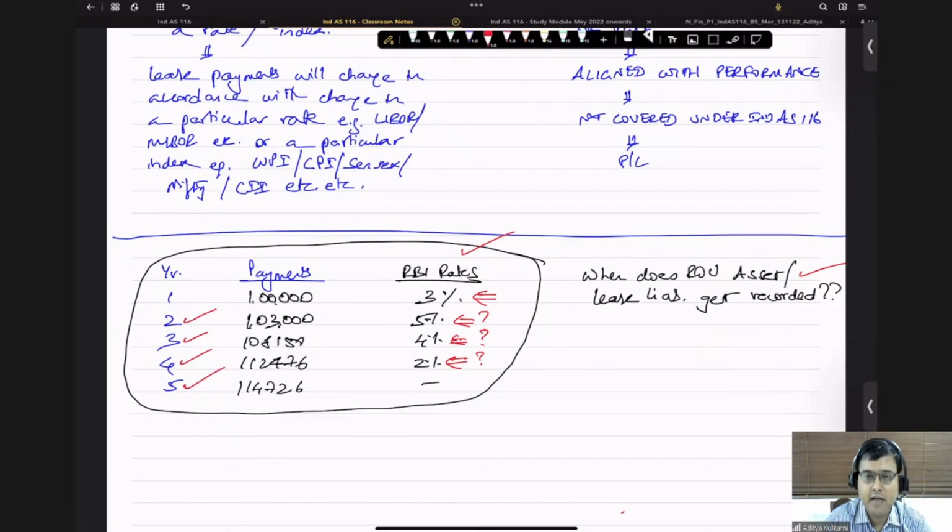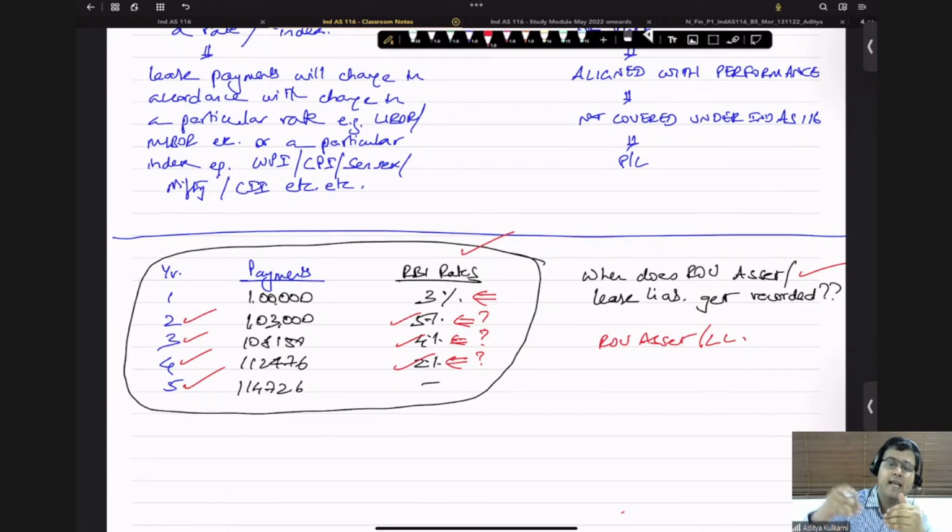The problem is I have to recognize an ROU asset and a lease liability on the commencement date. That means I should know what will be the payments in the future right on the commencement date. If it is a fixed payment, I'm not worried. I can determine it myself. But on the commencement date, how will I know what will be the RBI rates in the future? This is the problem with variable payments.